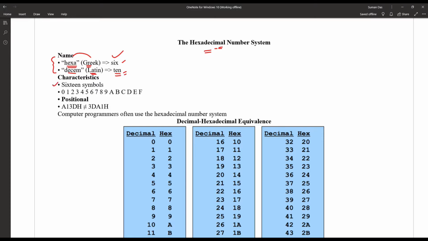So it has completely 16 symbols, and those are 0 1 2 3 4 5 6 7 8 9, the decimal digits, plus A, B, C, D, E and F. Total 16 symbols are used in the hexadecimal number system. So according to the positional values, capital A13 capital DH is not equal to 3 capital DA1H. Computer programmers often use the hexadecimal number system.